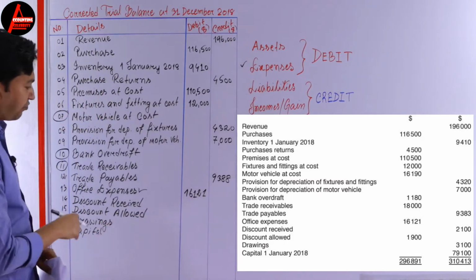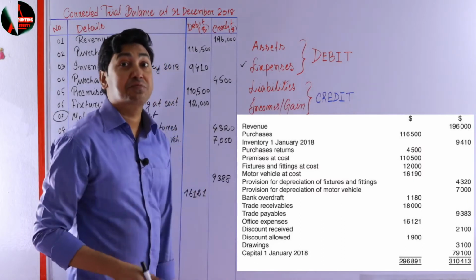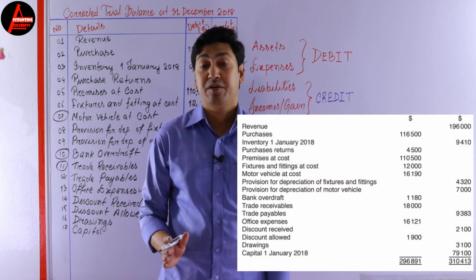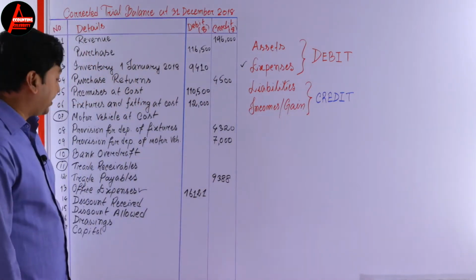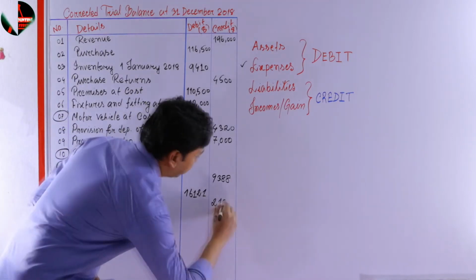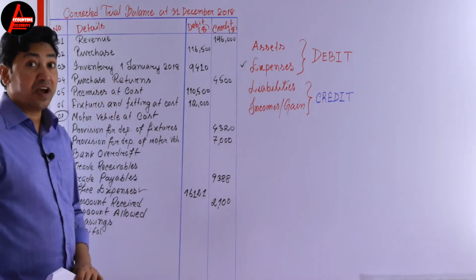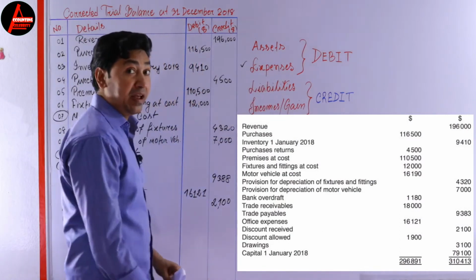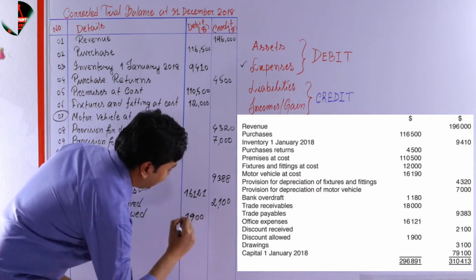Next one is here discount receipt. What is discount receipt? It is an income. Okay, discount receipt, rent receipt, commission receipt, interest receipt, whatever receipt you see, all will be credited. Okay, so these are income. We have to write in the credit column $2,100. So let us write here $2,100. Okay, great. Then discount allowed. Discount allowed is not income. It is an expense. Okay, it has debit balance, so we have to write in the debit side. Okay, so right here $1,900.